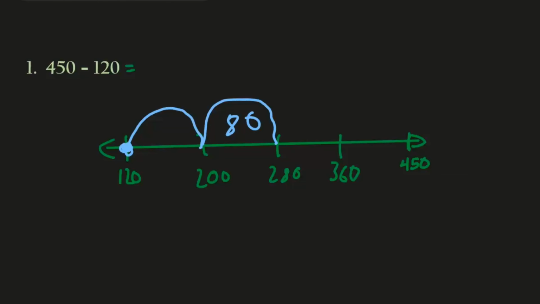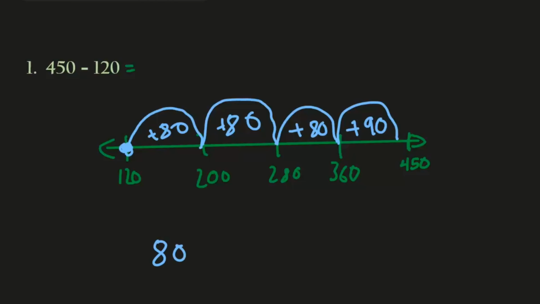80 also. So let's just write 80 at each of these spots, plus 80, plus 80. Now from here to 360, that's an 80 jump again, so plus 80. And now from 360 to 450, that is 90. So let's write plus 90 over there. Now, to find out our difference here, we need to add all these numbers. So 80 plus 80 plus 80 plus 90.